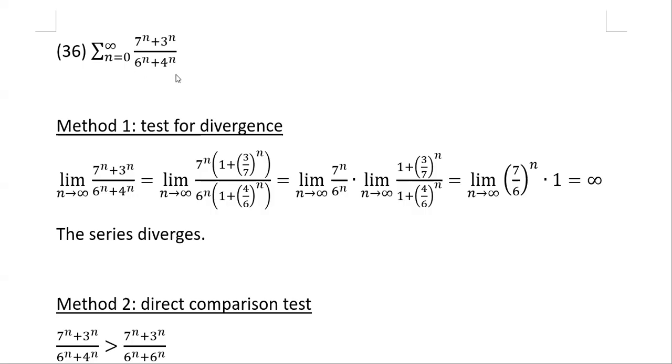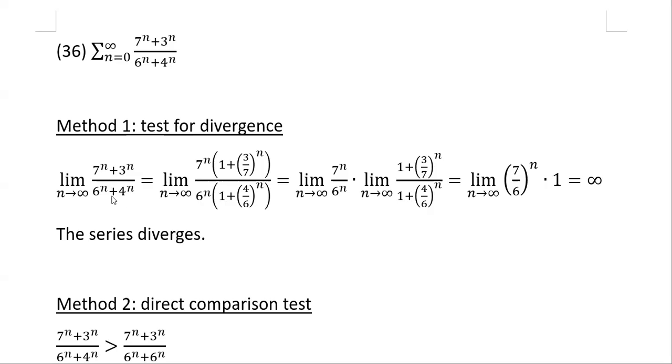And actually, what I just did is the spirit of the limit comparison test. I'll go over that in more detail in the next problem, number 37, but let's keep that in mind. So this is probably going to diverge, and with that intuition, we can actually use the test for divergence. So, the limit as n goes to infinity of this guy.